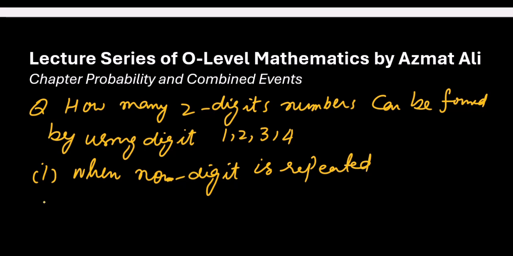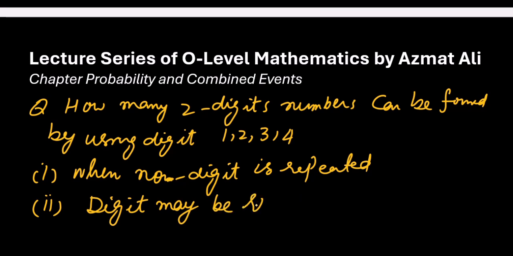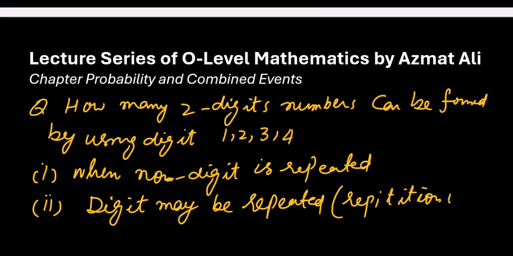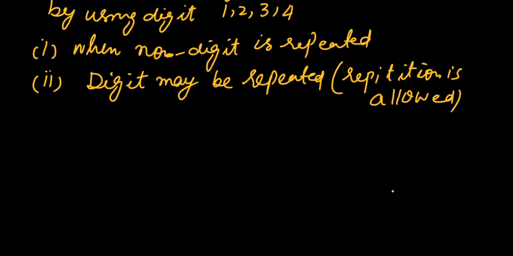And the second case is digits may be repeated, meaning to say repetition of digits is allowed here. So we have to find all of the possible numbers that you can form by using these digits with the help of a tree diagram. Given digits are 1, 2, 3, 4. We have to form a two digit number like this.